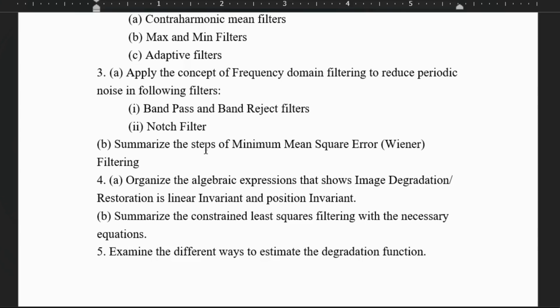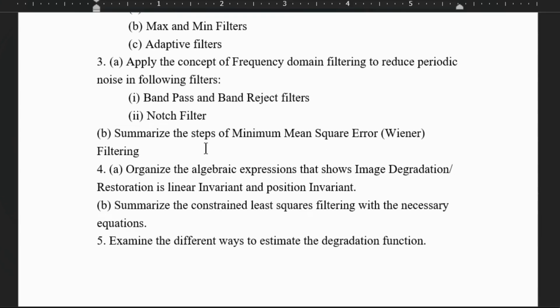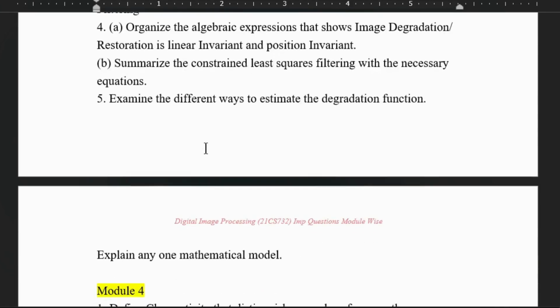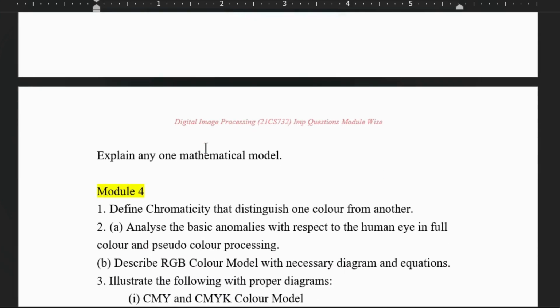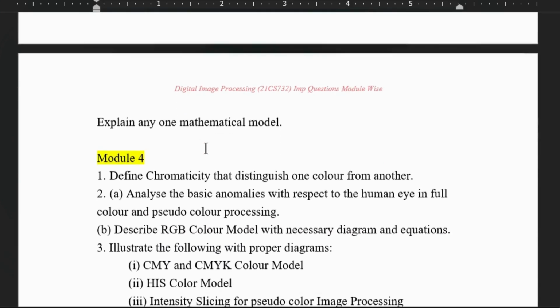Next is the image degradation restoration model. Again algebraic, 5 equations are there, you have to write all those things. Next is different ways to estimate the degradation function. Again 5 to 6 points are there, you have to write it.